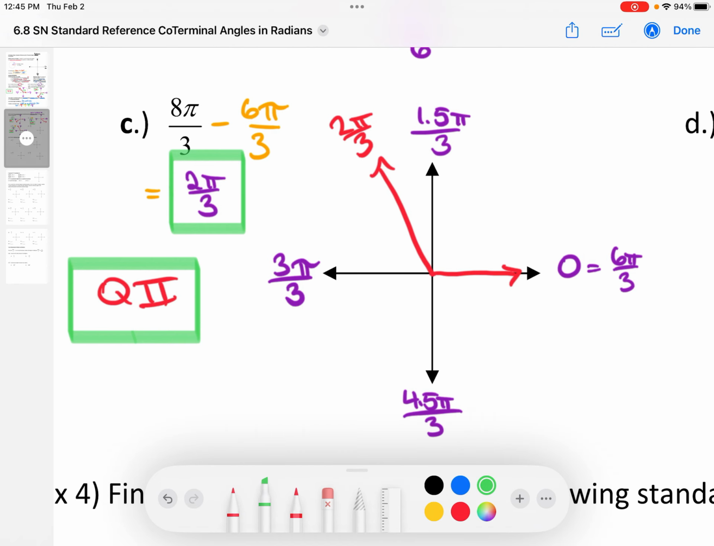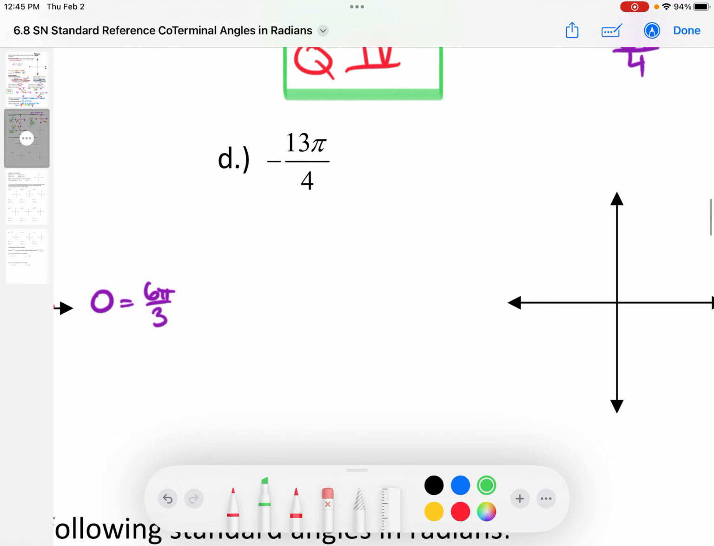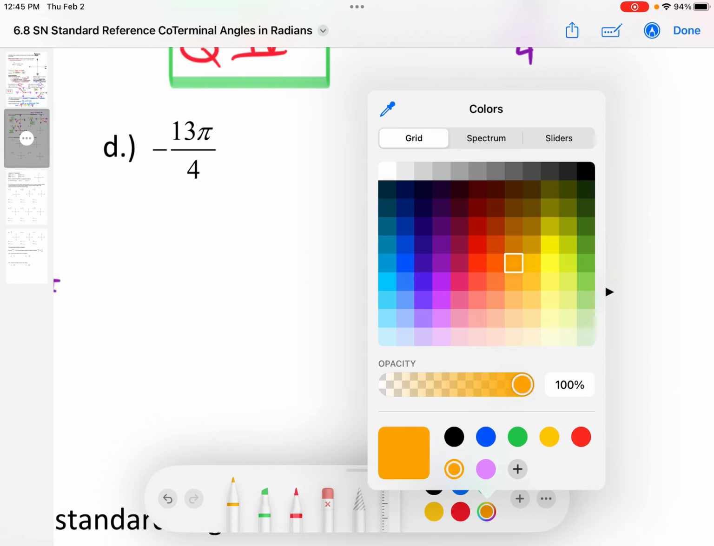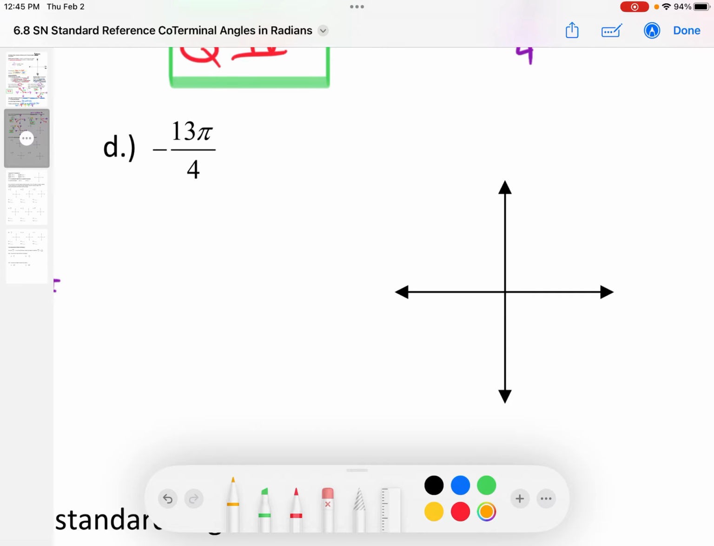Now, let's look at D. Negative 13 pi over 4. That's a negative angle. It's automatically not between 0 and 2 pi, so we need to make it fit. So what we'll need to do is add 2 pi. Well, we have a denominator of 4, so adding 2 pi is going to look like adding 8 pi over 4. When we add 8 pi over 4, we get negative 5 pi over 4.